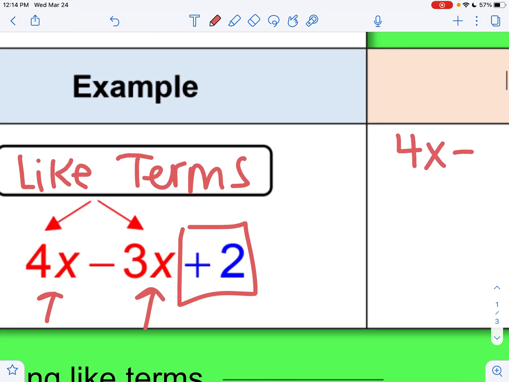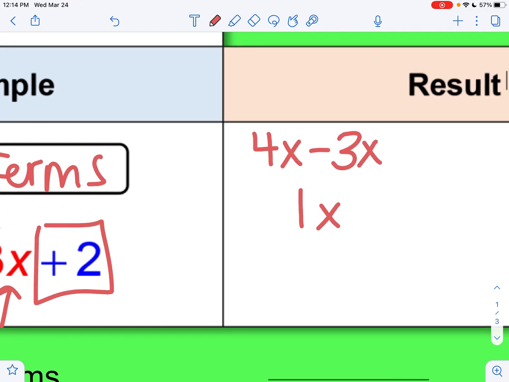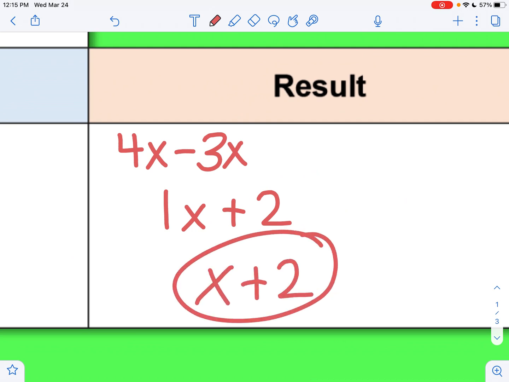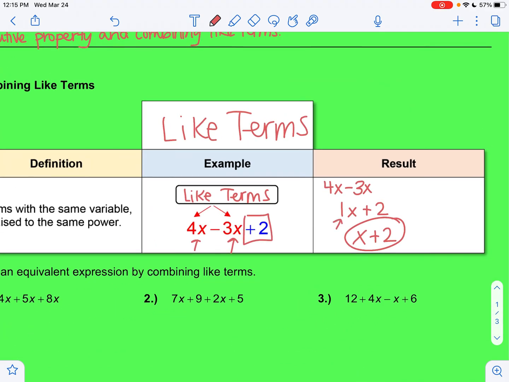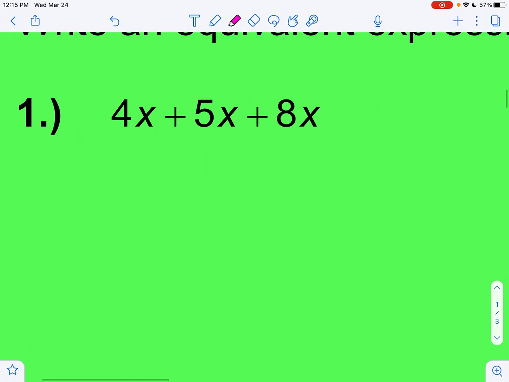So let's go ahead and combine it. We are taking 4x minus 3x. Well, 4 minus 3 is 1, and then we still have our x. And then we still have that plus 2 on the end. 1x plus 2 is really the same thing as x plus 2. We don't need to put that 1 in front. You can if you want to, but you don't need it. Anytime you see just an x, just assume that there's a 1 in front of it. So that is how we combine like terms. Let's go ahead and start practicing.